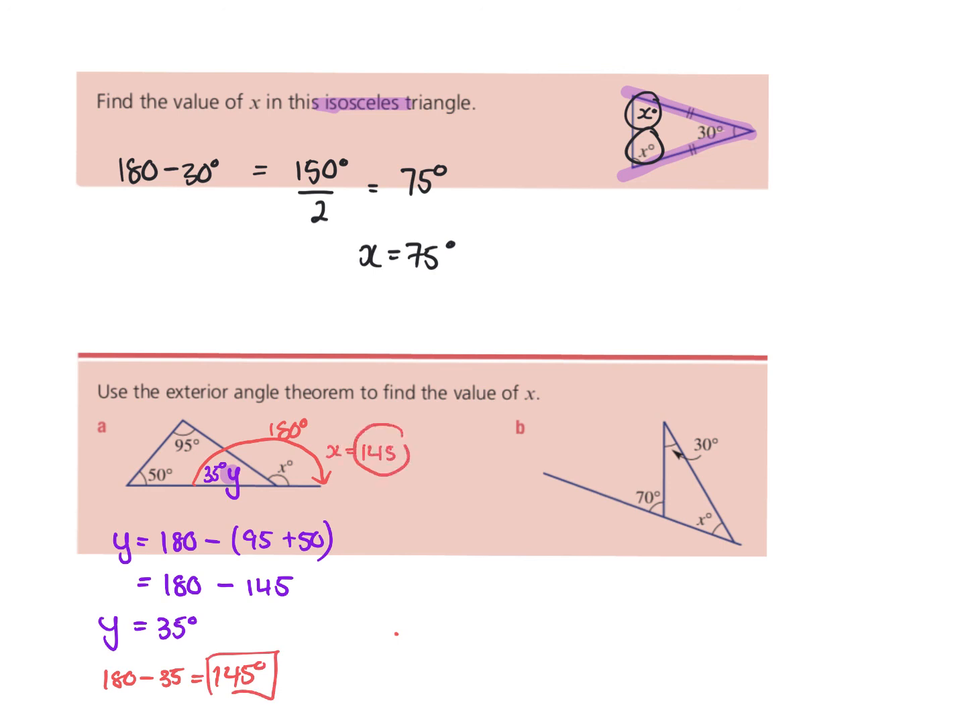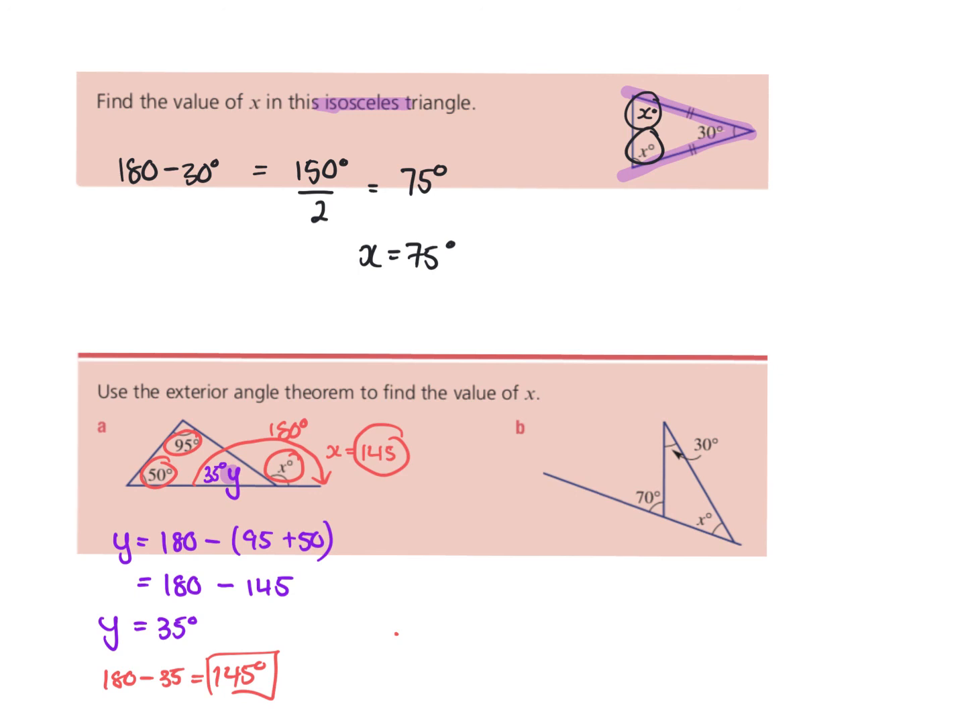Can you see that this x ended up equaling those two added together? And that's what the theorem says. If you want to be quick, you find out what the exterior angle is by adding the other two. So let's look at that.